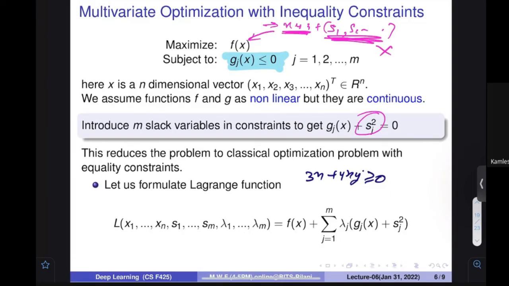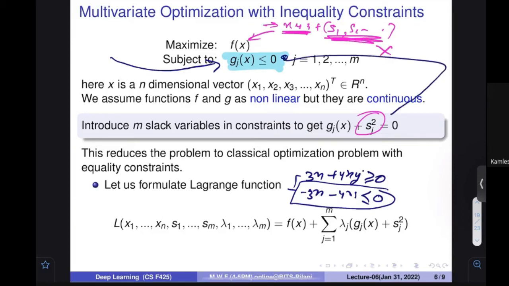I can always convert it: minus 3x square minus 4xy is less than or equal to 0. So without loss of generality, I can assume that all the constraints can be converted into this form. If all the constraints can be converted into this form, I can add a slack variable and convert into this particular form. Then what does it mean?